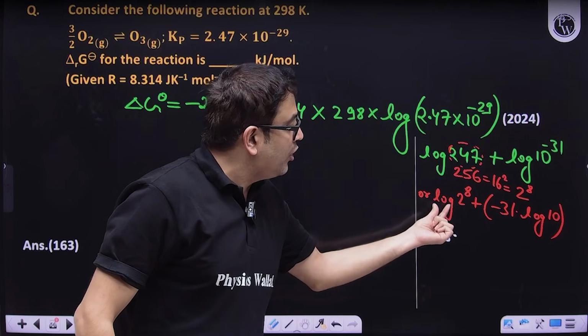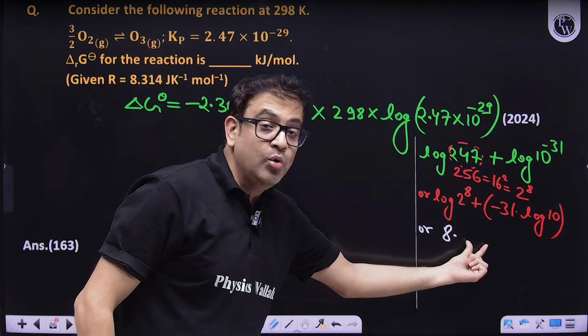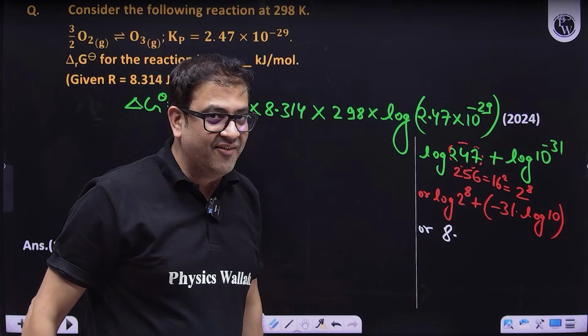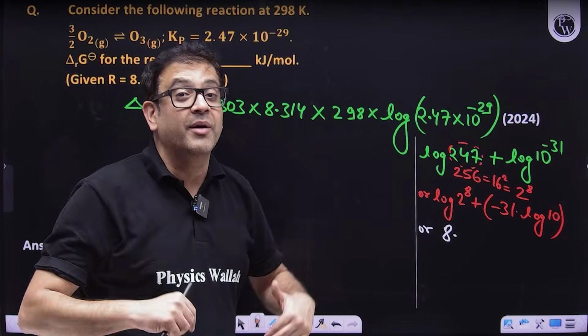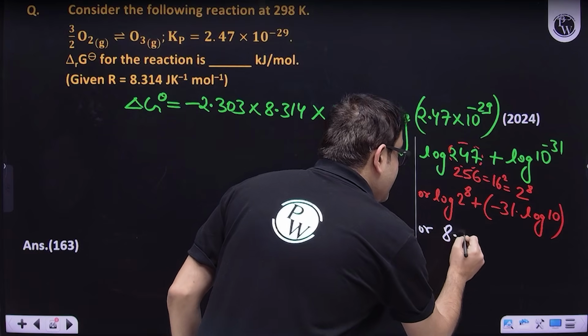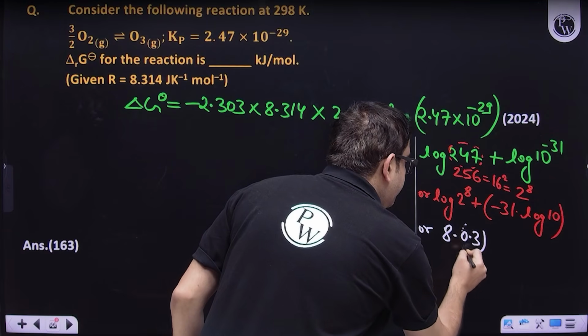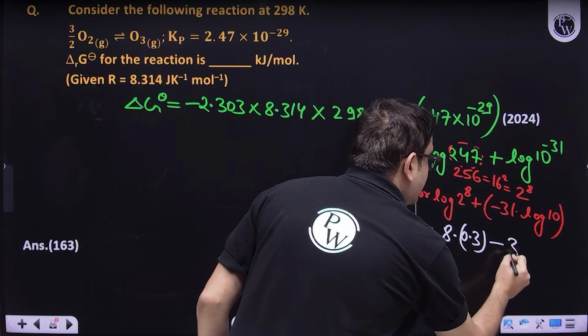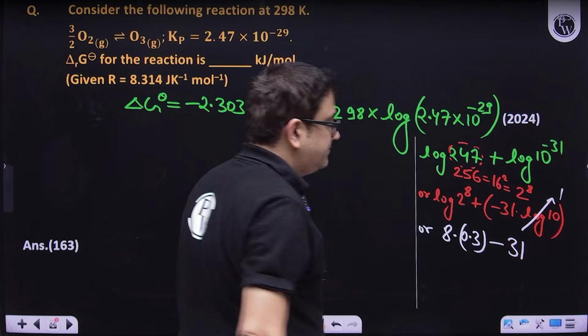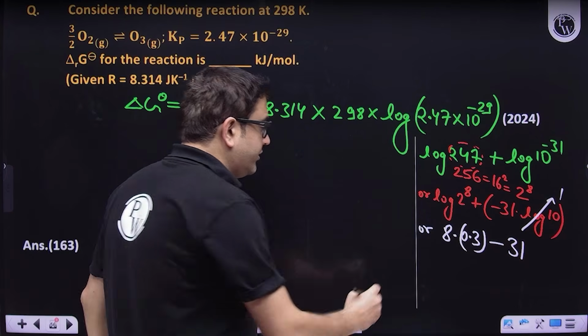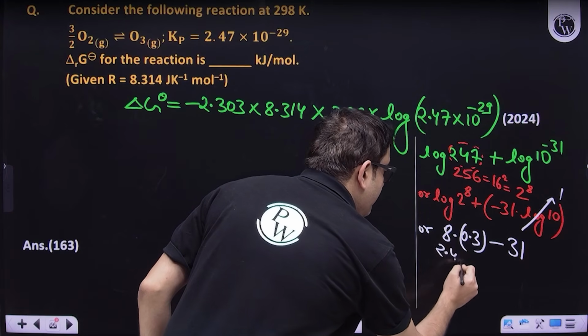Again, the same property, log of A raised to the power B. 8 into log 2. Log 2 we have read. I told you to remember 0.3. So this is 8 into 0.3, and this is minus 31 because log 10 is 1. So what is 8 times 3? 8 times 3 is 24. So this is 2.4 minus 31.